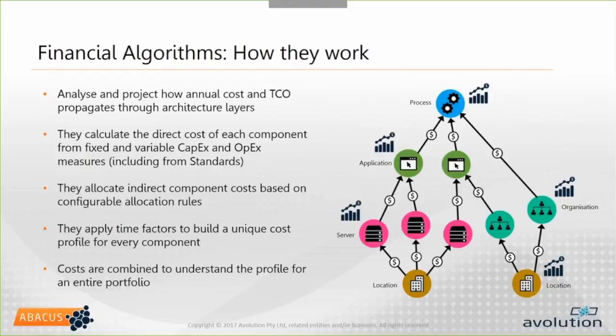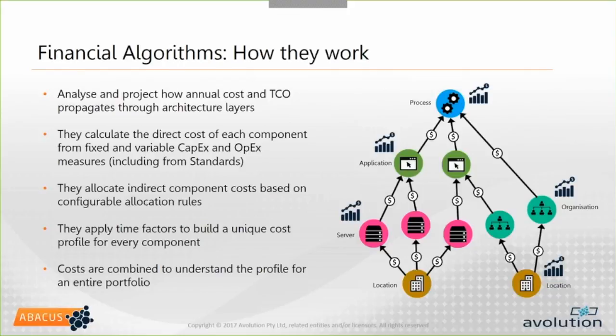So we have a set of algorithms which we call our financial algorithms, and they allow you to model cost in your architecture, both from an annual cost basis, and also from a TCO or total lifetime cost basis. And the way they work is they model the cost using a series of standard cost properties. So they use capital expenditure, operational expenditure properties, fixed and variable cost properties, including stuff that you can import from predefined standards. And then they will allocate that cost throughout the graph. So you can see on the graphic on the right, we have locations, and these could be data centers, these could be offices. Their cost is then allocated up to, for example, the servers in those data centers or the business units in those offices.